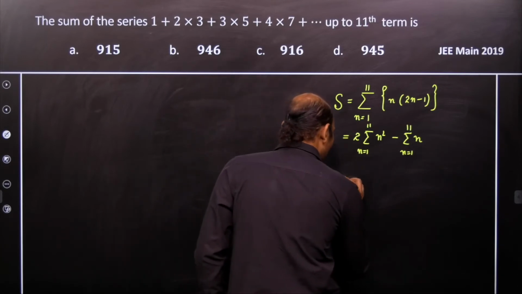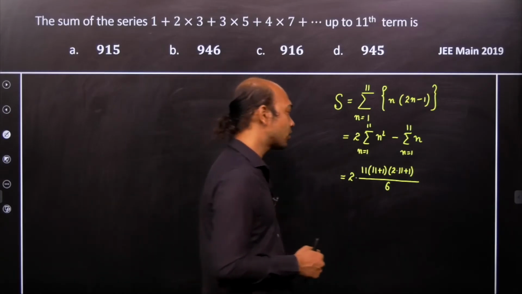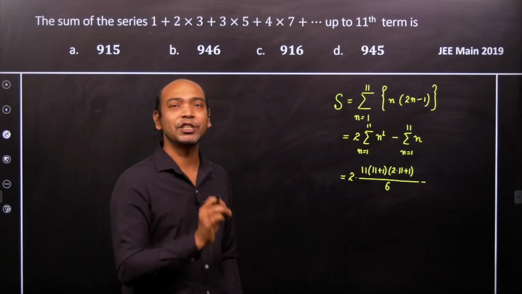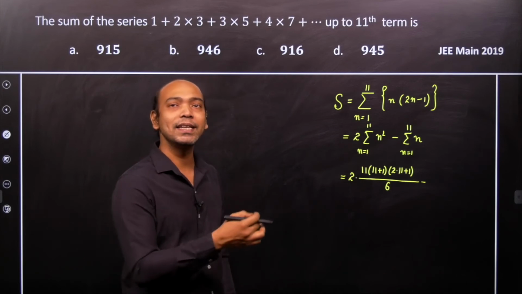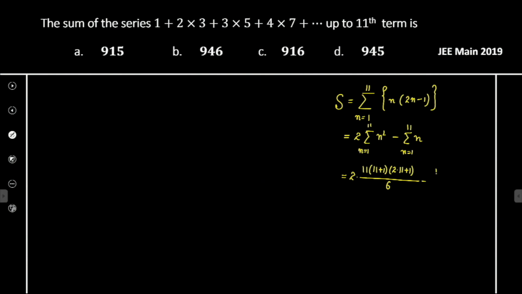So it is 2 multiplied by n, where n is 11: n into n plus 1, so 11 plus 1, into 2n plus 1, so 2 into 11 plus 1, divided by 6. That's the summation formula, n into n plus 1 into 2n plus 1 by 6. And in the next case we have the sum of the first n natural numbers, n into n plus 1 by 2, where n is 11. So it can be written as 11 into 11 plus 1 divided by 2. Now we need to calculate that.